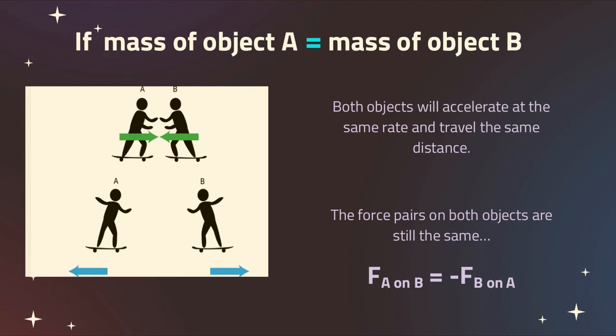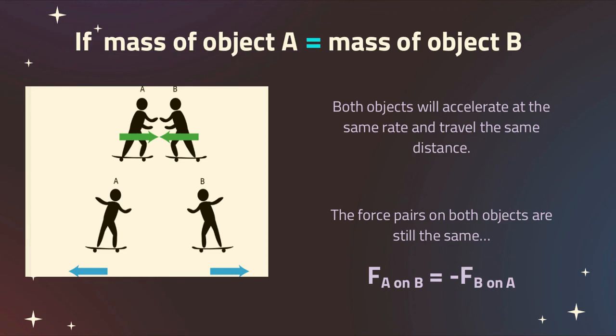If the mass of the 2 objects are the same, both objects will accelerate at the same rate. So let's break this down. You have 2 individuals, same exact mass. If they apply the same amount of force, which they do, their acceleration is equal to each other as well, which means that they travel the same amount of distance. The force pairs on both objects are still the same. Those vectors that you see are the force pairs. So the force of A on B is equal to the negative FB on A. Force is still the same.